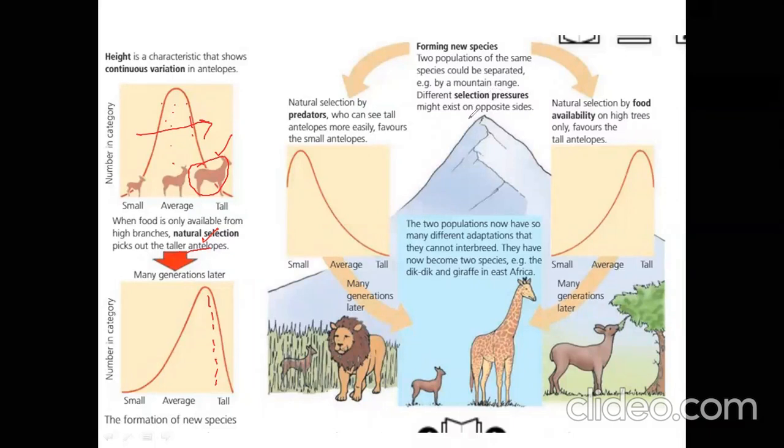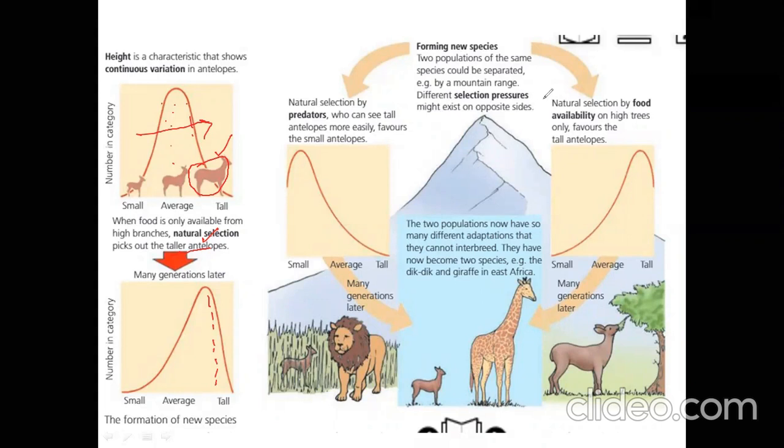Here we are selecting two different environments, right? Different selection pressure might exist on opposite sides, right? So on opposite sides, two populations are present. One is on one side of the mountain and another is present on the other side. So it means both are exposed to two different environmental conditions. One side of the mountain, one environmental condition. Another side of the mountain, another environmental condition.